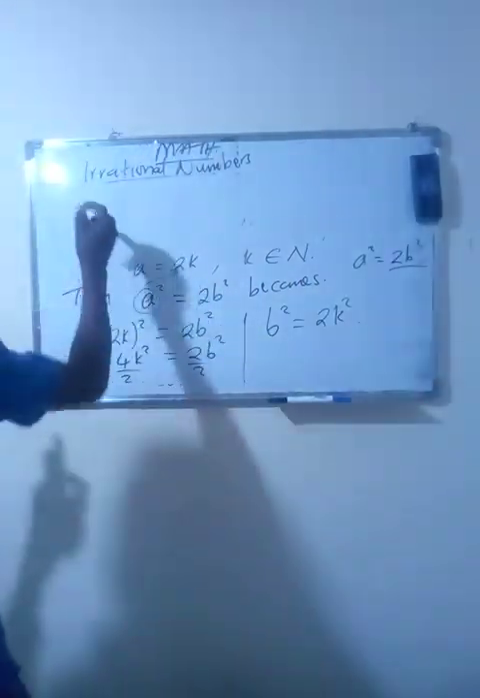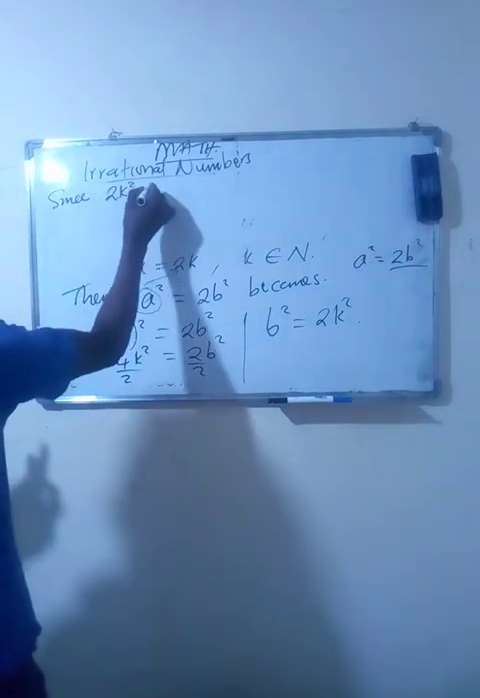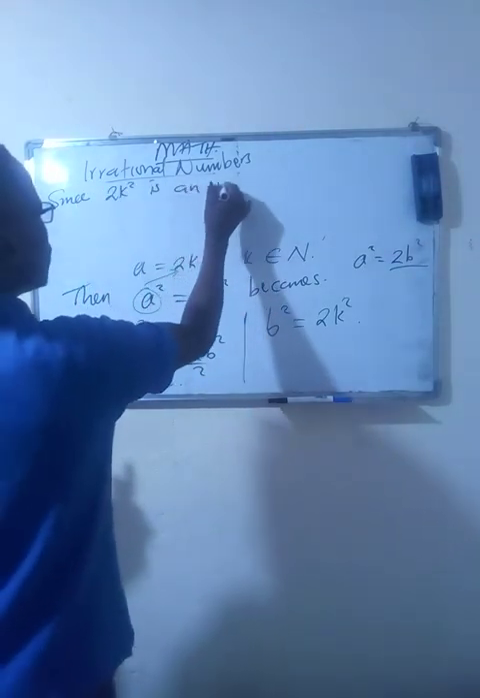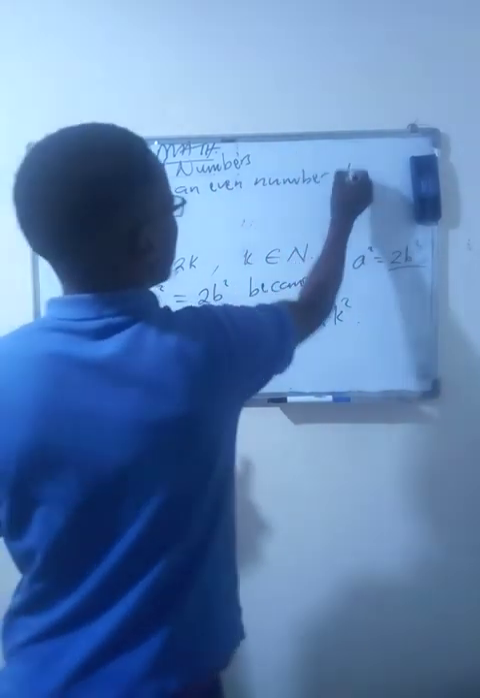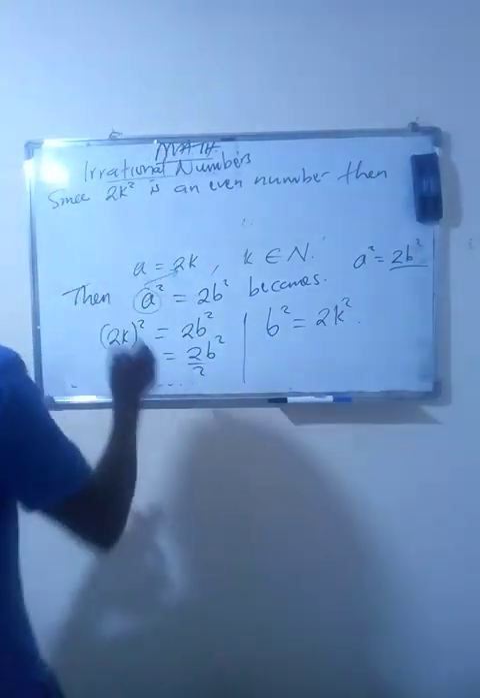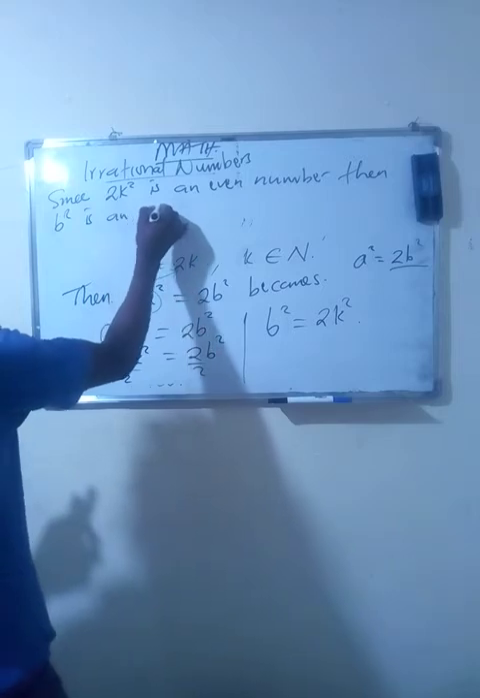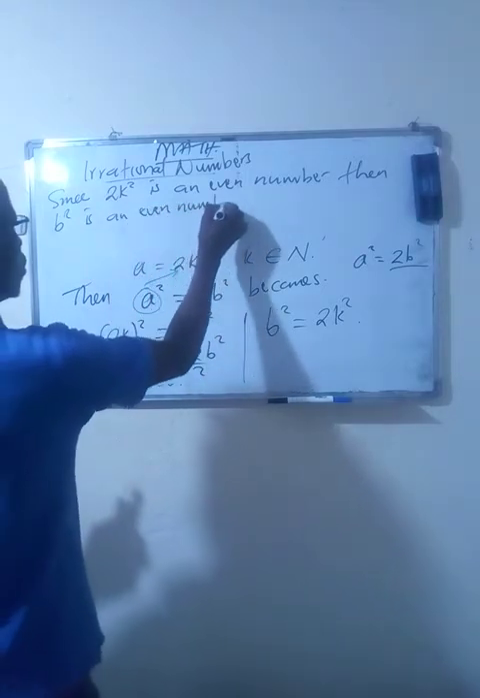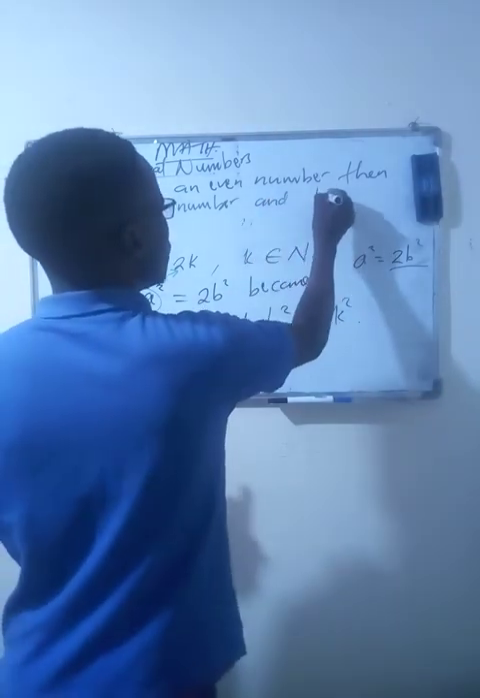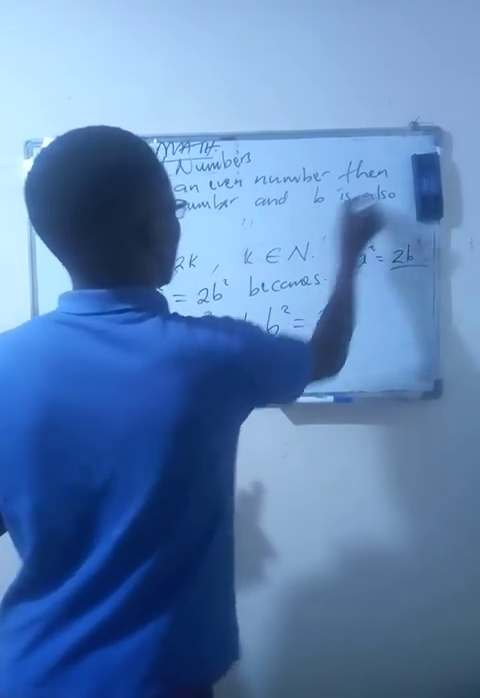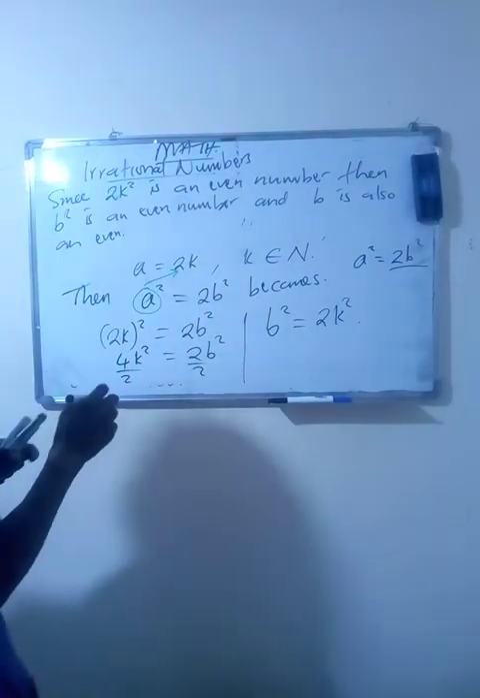We say, since 2k squared is an even number, then b squared is an even number, and b is also an even number.